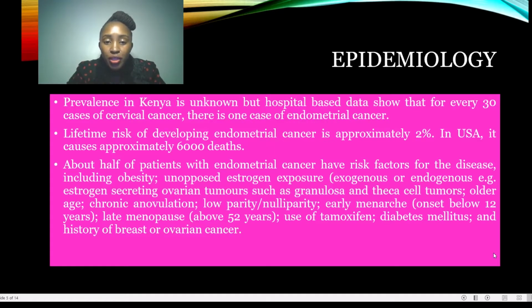About half of patients with endometrial cancer have risk factors for the disease, including obesity, unopposed estrogen exposure, estrogen-secreting ovarian tumors such as granulosa and thecal cell tumors, older age, chronic anovulation, low parity and nulliparity, early menarche, that is onset below 12 years, and late menopause above 52 years. Others are the use of tamoxifen, diabetes mellitus, and a history of breast or ovarian cancer.